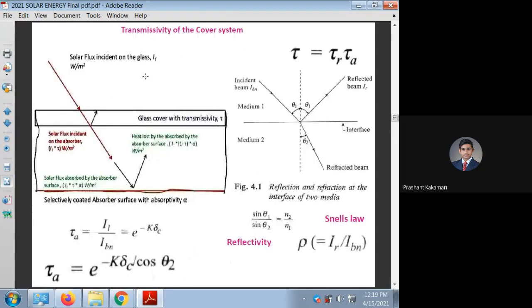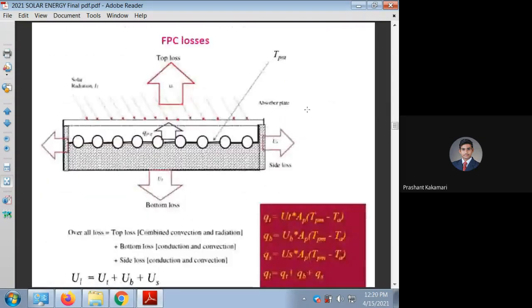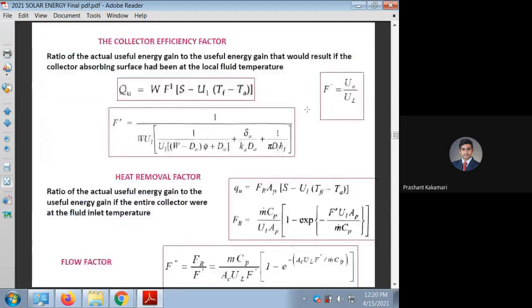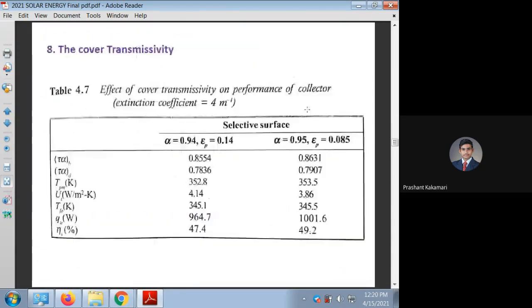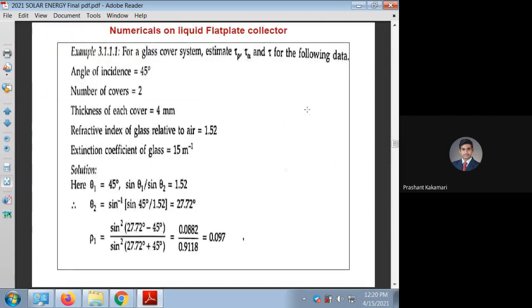Here, the incident angle is theta 1, and the reflected radiation angle is also theta 1. So both are 45 degrees, as given at the top. The next given is the number of covers. The number of glass covers is 2, so where the m or n value is required, they have given 2. Thickness of each cover is given as 4 mm.